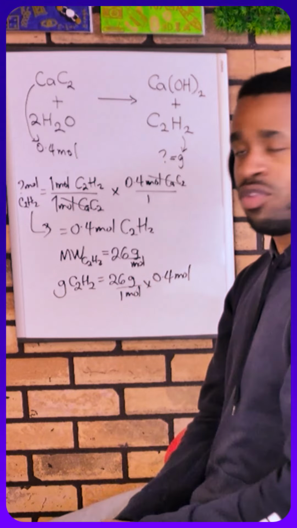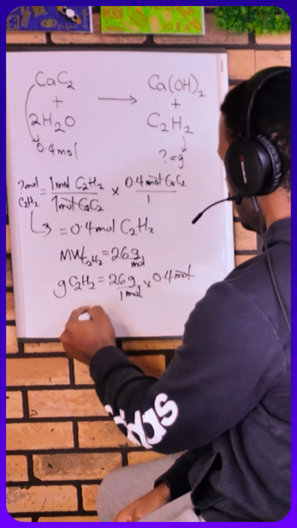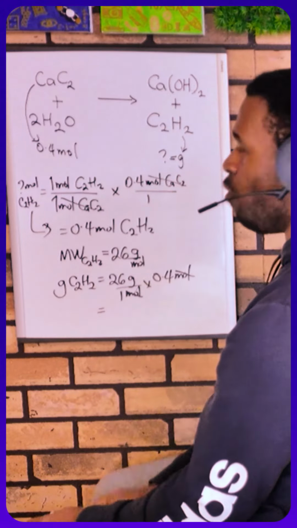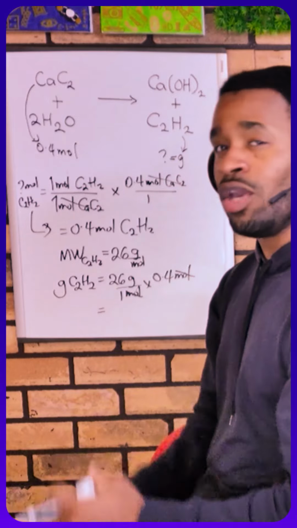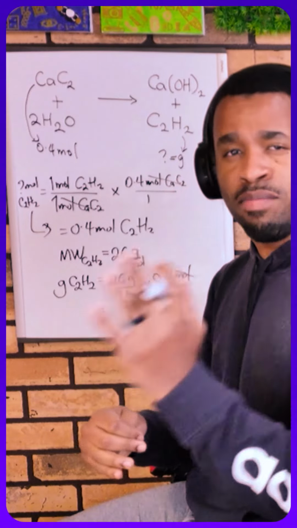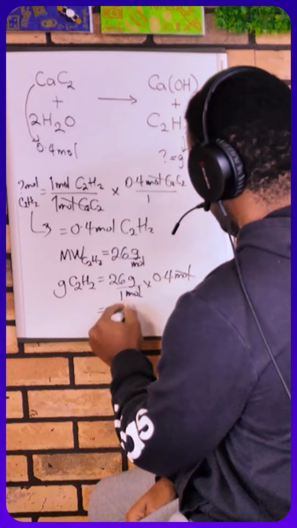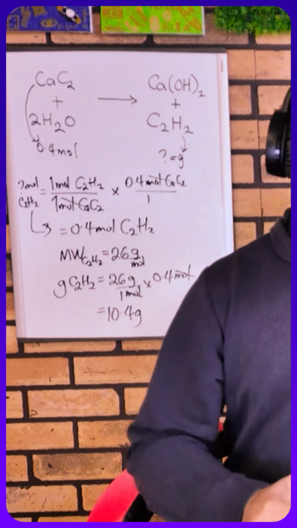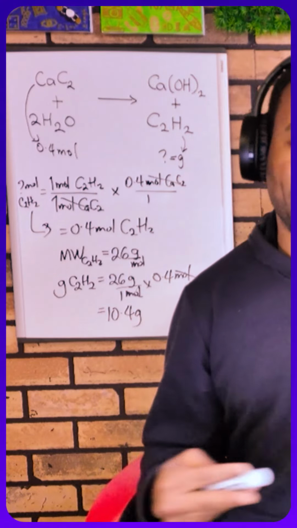Once we do this, the moles cancel out, and we get the mass of acetylene that's going to be produced from this amount of calcium carbide, which is approximately 10.4 grams. This is how much is produced. Interesting stuff when it comes to mole equivalencies and determining the mass of any species that is asked of you.